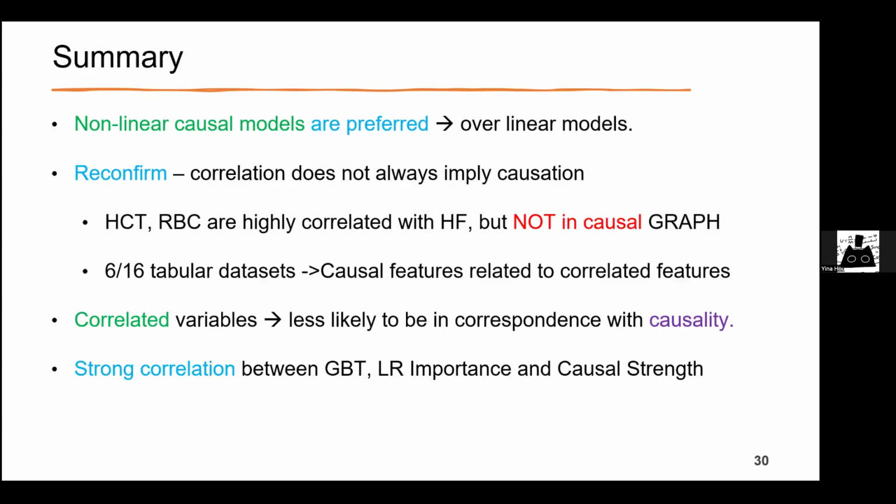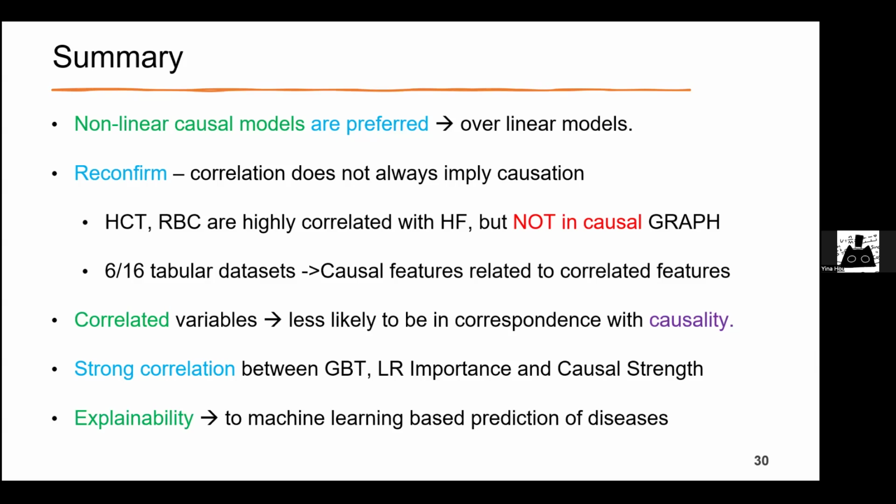We also find there is a strong correlation between GPT and logistic regression feature importance rank and causal strength rank. And last, we extend explainability to machine learning based prediction of diseases with causal relationships.